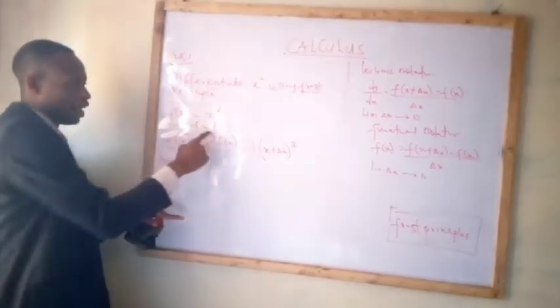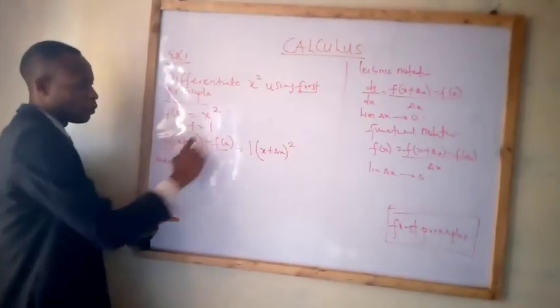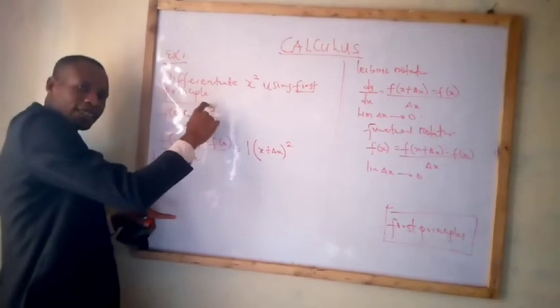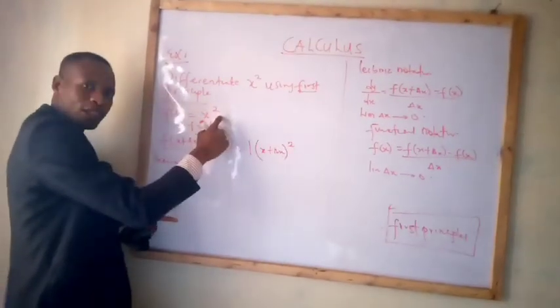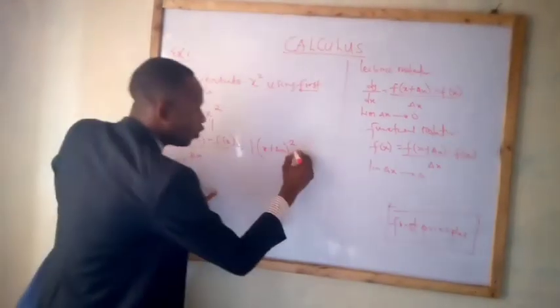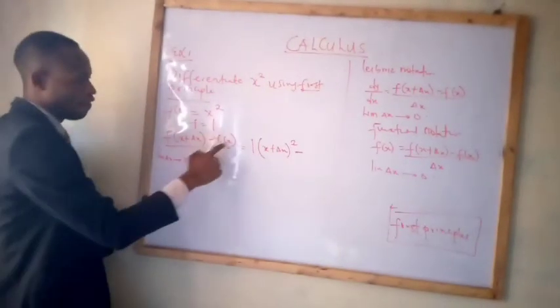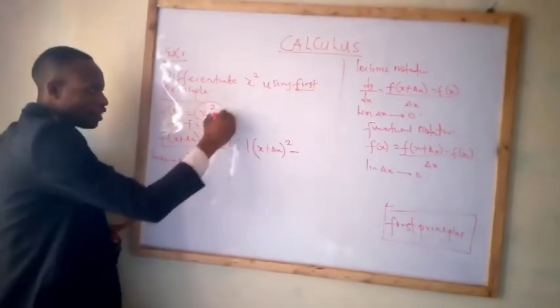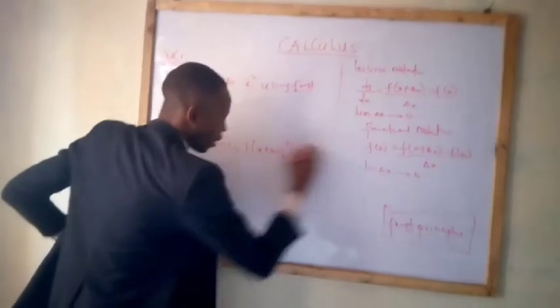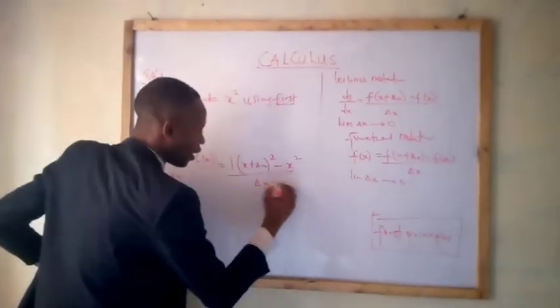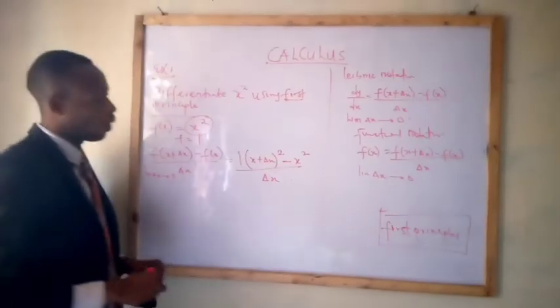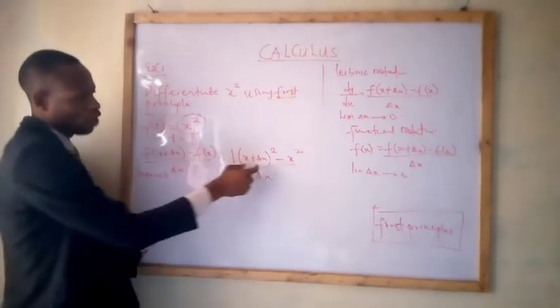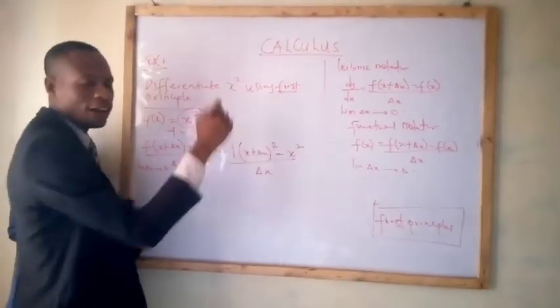Are we following? The f represents the 1, then the x plus delta x represents the variable, which is x. Then the square, because it's having a square, you put it on top. Then minus f(x), which, like I said, means everything here, that's x squared. Then everything over delta x.